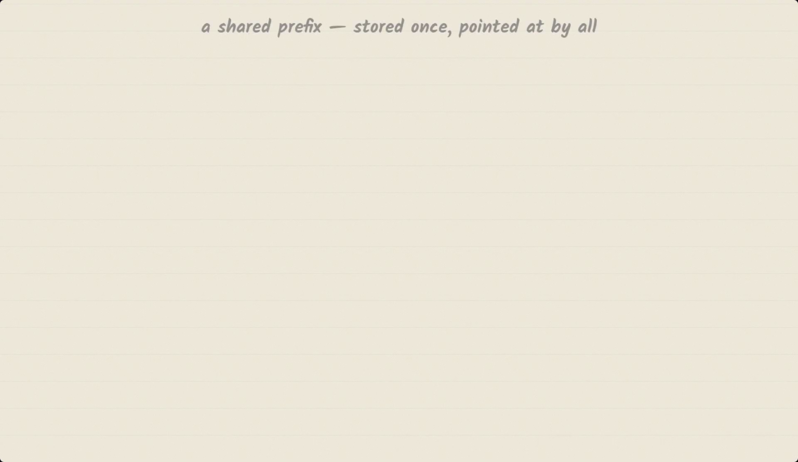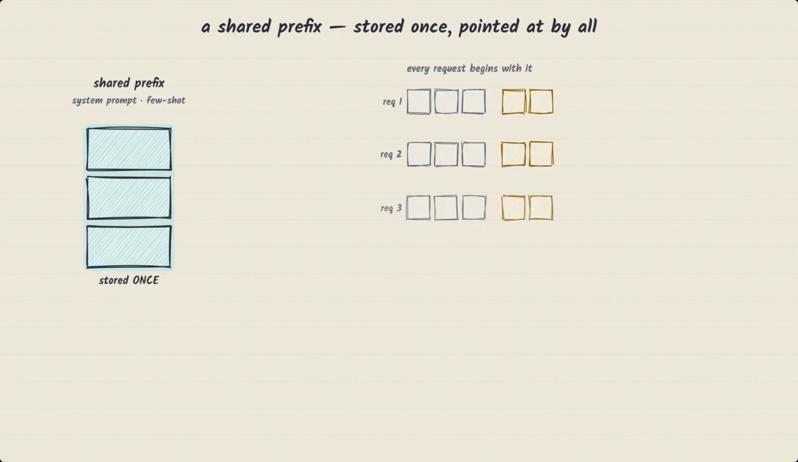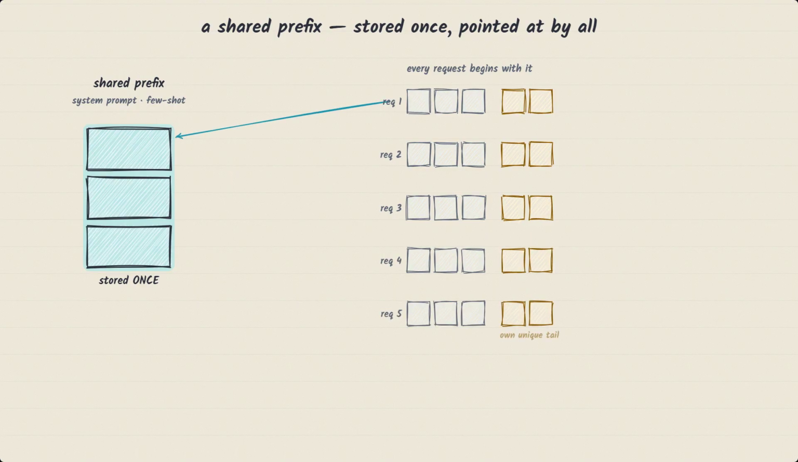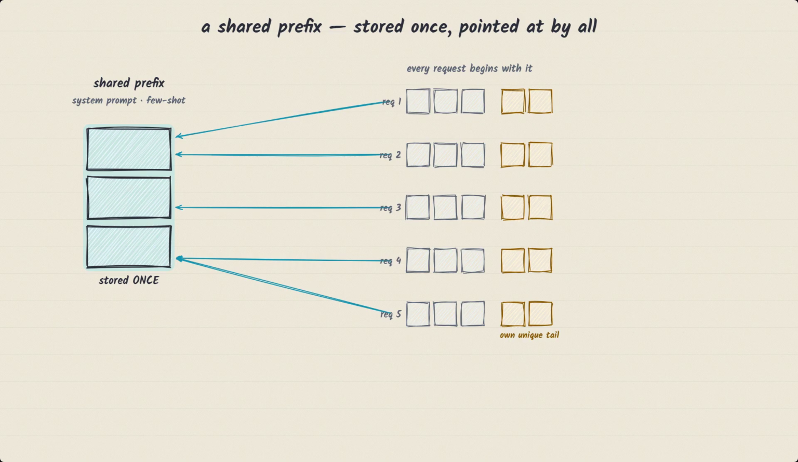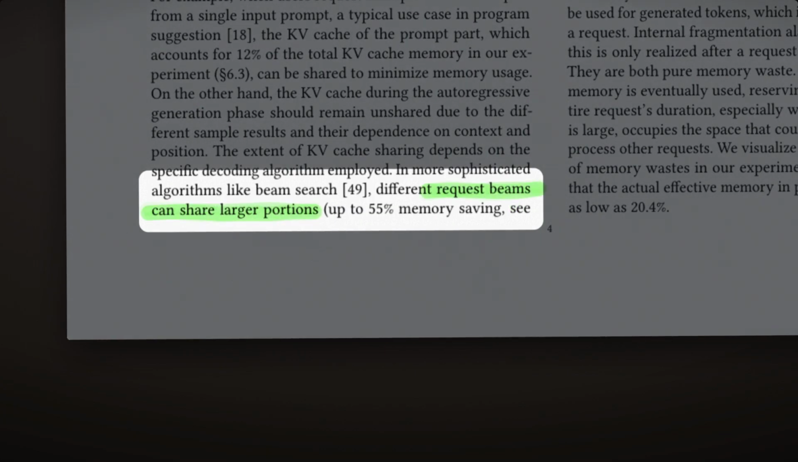The same mechanism nails shared prefixes. Picture a long system prompt, or a fat block of few-shot examples, that every single user request begins with. Store it once as a set of physical blocks, and point the first logical blocks of every request at those shared blocks. 100 requests, 1 physical copy of the shared context. Sharing within a request, and sharing across completely separate requests, both fall straight out of the same page table and reference count machinery. The sharing is not a rounding error.